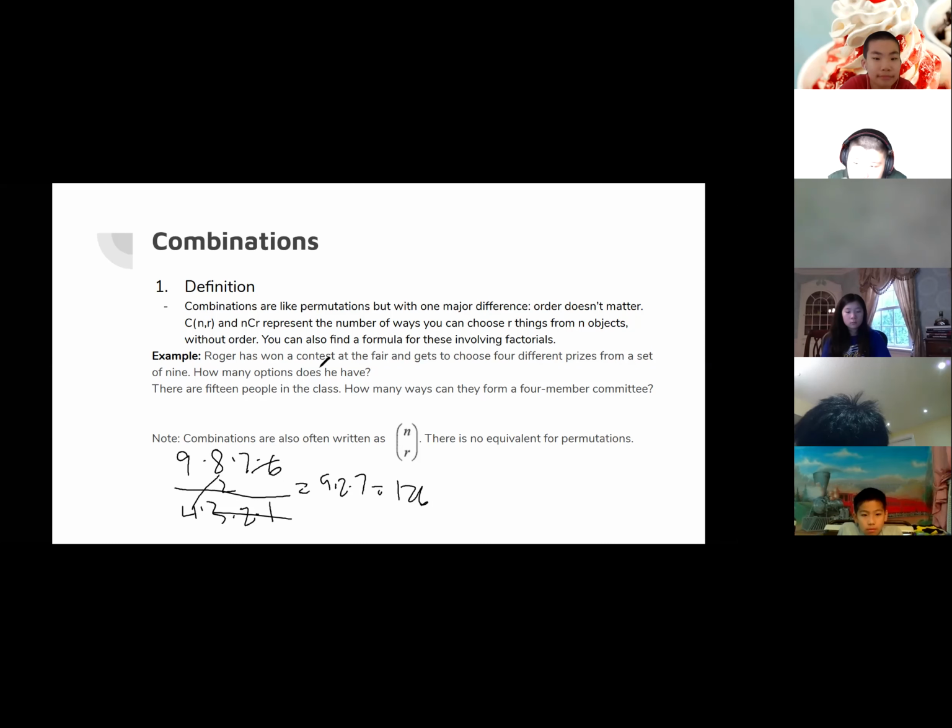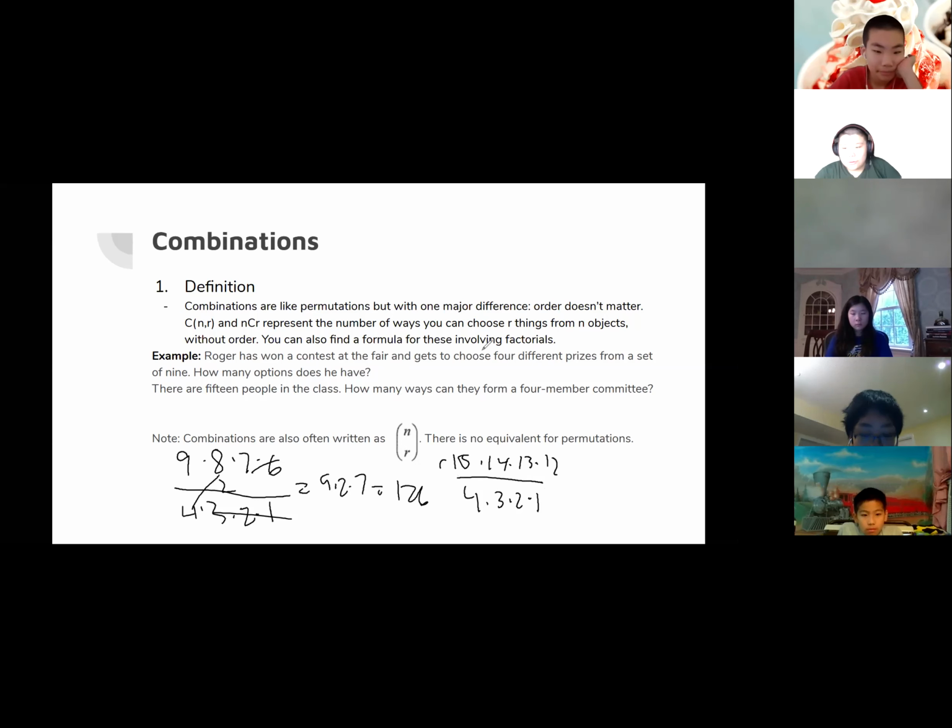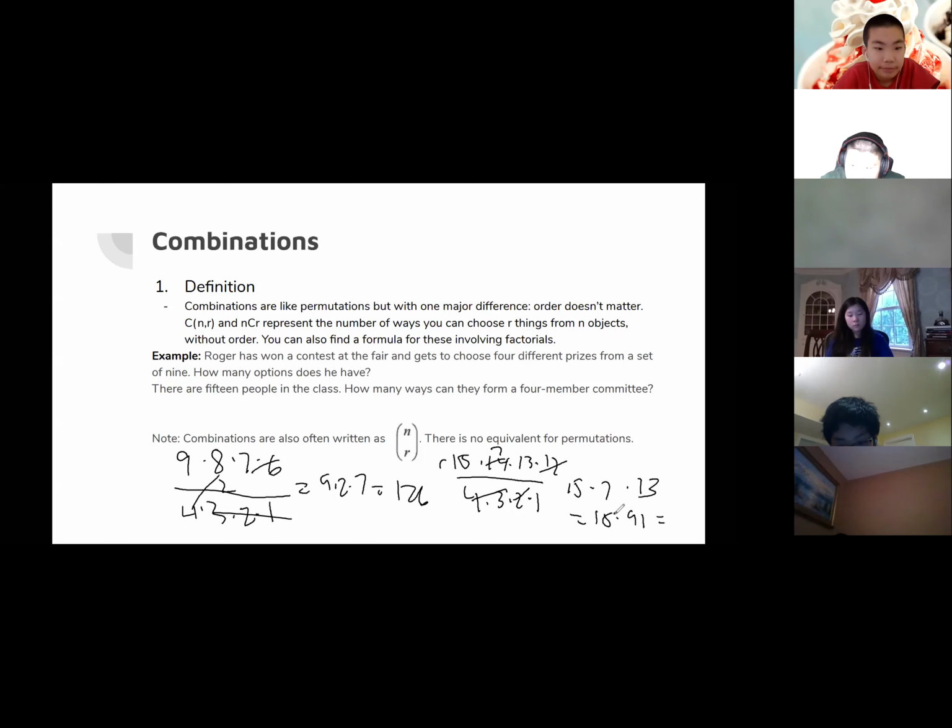There are 15 people in the class. How many ways can they form a 4-member committee? Again, 15 times 14 times 13 times 12 divided by 4 times 3 times 2. What this represents is 15 choices for the first member, 14 for the second, 13 for the third, and 12 for the fourth. But these members can be in any order, so we have to divide by the factorial. If we do that, we get 15 times 7 times 13, which is 15 times 91, which is equal to 1365.